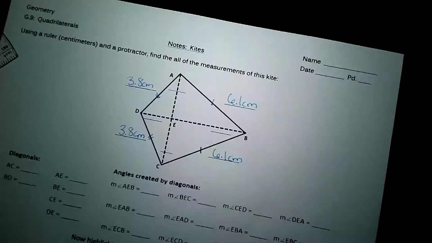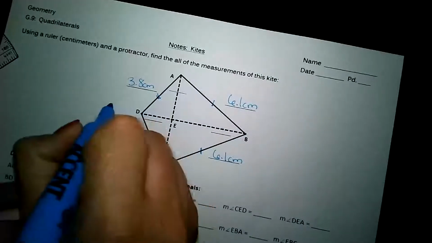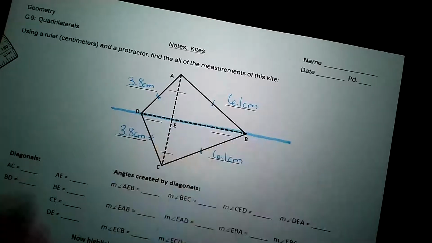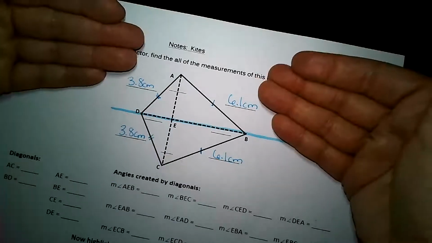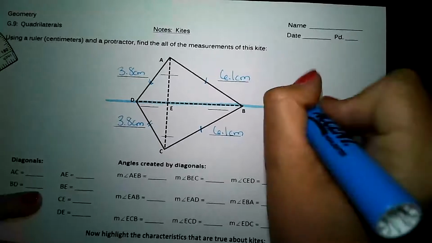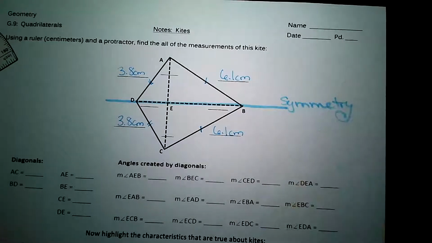All right, so already I can tell something super important has happened. I can tell that BD right here is a line of symmetry. It is cutting the shape in half right across the middle. Everything on top is a match to everything below. So we've got a line of symmetry again. We can use that as much as possible, okay?